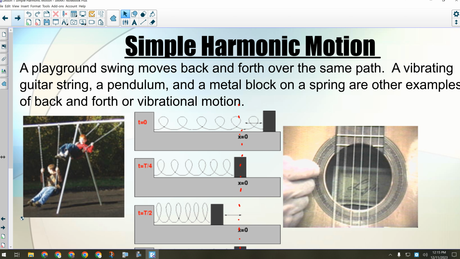So anytime simple harmonic motion happens, in this case the pendulum, is the speed of the pendulum changing? It is, right? It's going up, slowing down, stopping, then turning around and coming back. In order for its velocity to change, there must be a what? What causes accelerations? Forces.